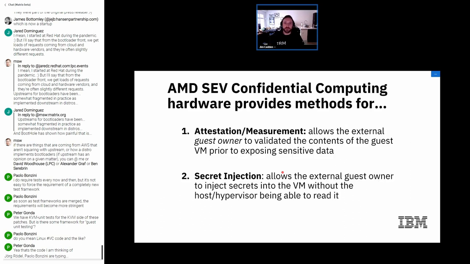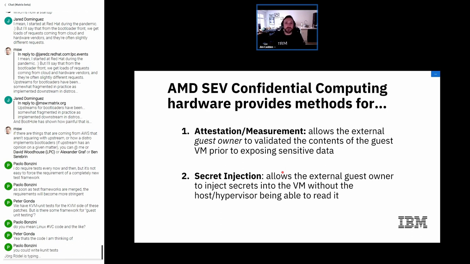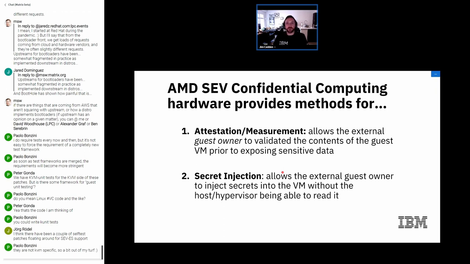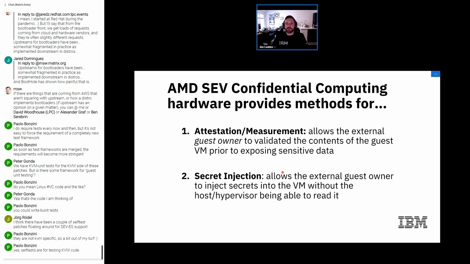The AMD SEV confidential computing hardware provides, as well as the encryption of the virtual machine, methods for doing an attestation measurement, which allows the guest owner to validate the contents of the secure VM prior to any confidential data being exposed to the host, which is untrusted in this model. It also provides a secure method for secret injection. This allows an external guest owner to inject a table of secrets into the virtual machine without the host or hypervisor being able to read or see the secrets.